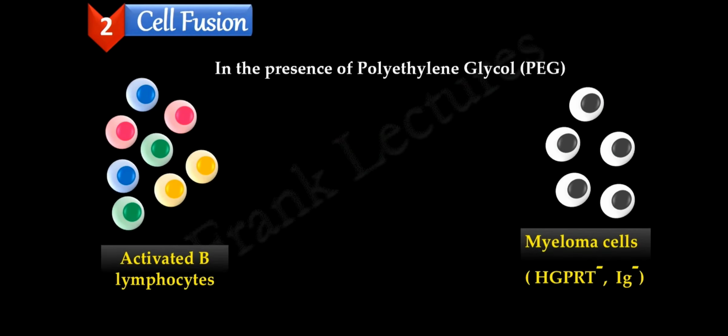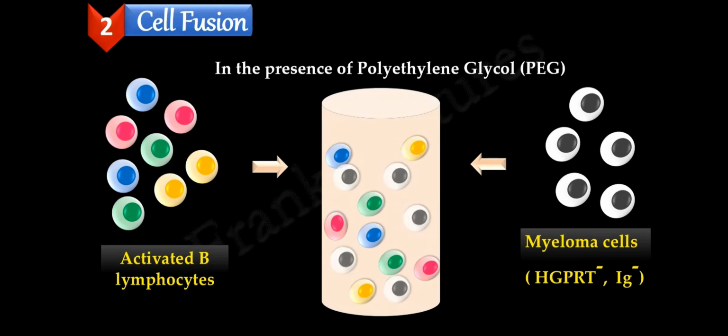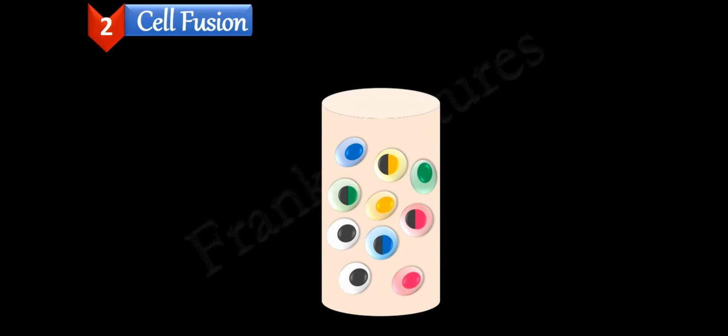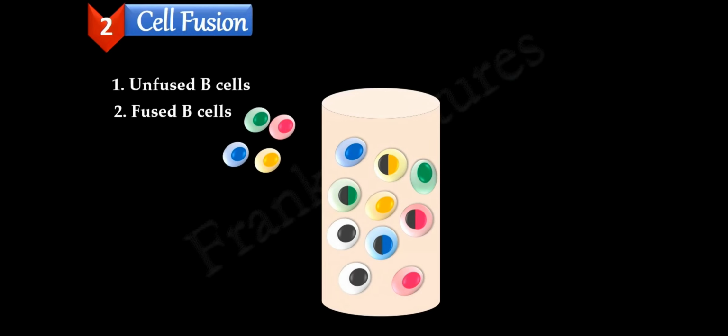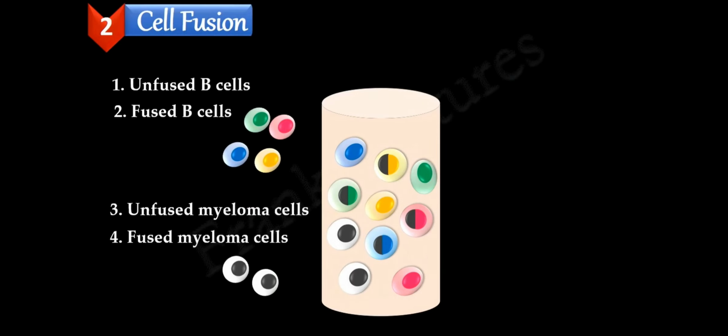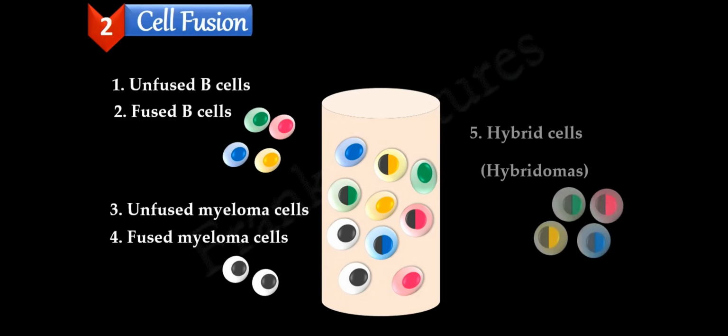Cell fusion is done by mixing 2 types of cells in the presence of a chemical fusogen, polyethylene glycol. As a result of cell fusion, we will have 5 types of cells. Unfused B cells and fused B cells. Unfused myeloma cells and fused myeloma cells. And hybrid cells, formed by fusion of an activated B cell with a myeloma cell. These hybrid cells are also known as hybridomas. In our illustration, we have 4 types of activated B cells, each specific to one of the 4 epitopes on the antigen. So, hybrid cells will also be of 4 types. Now, our next aim is to select these hybridomas from this mixture of cells.